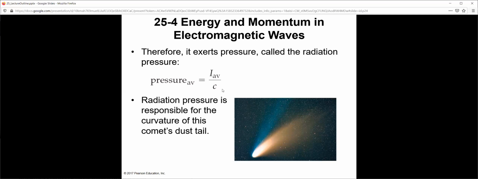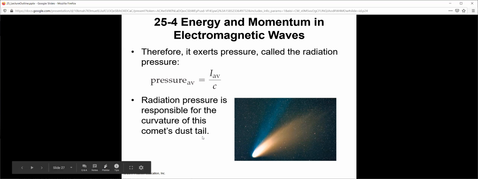Since these EM spectrums exert a pressure, they call it radiation pressure. And this radiation pressure is responsible, for example, for the curvature of a comet's dust tail. This EM spectrum is moving out. Since something's actually moving, it has a pressure to it, it pushes. Even if it's just a few particles in an otherwise basic vacuum, those particles still have some effect.